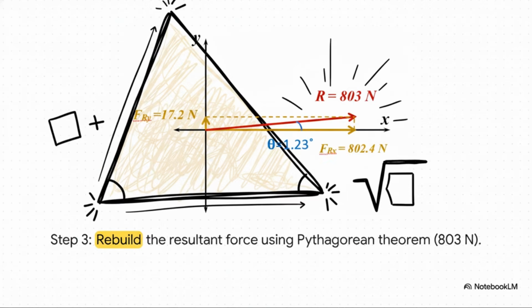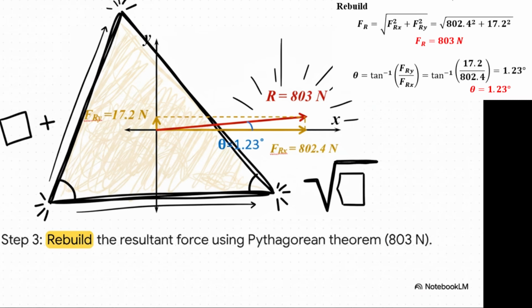And finally, step 3, rebuild. We now have the two perpendicular sides of a right triangle, our total x force and our total y force. To find the hypotenuse, which is our final resultant force, we just use our old friend, the Pythagorean theorem. The square root of 802.4 squared plus 17.2 squared gives us our final answer, 803 newtons. And that one single vector has the exact same effect as F1 and F2 put together.